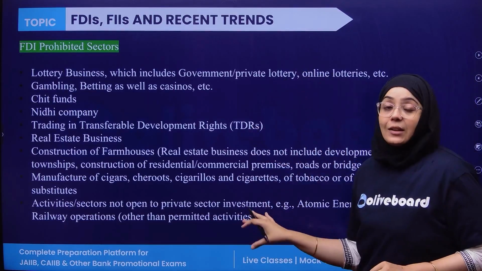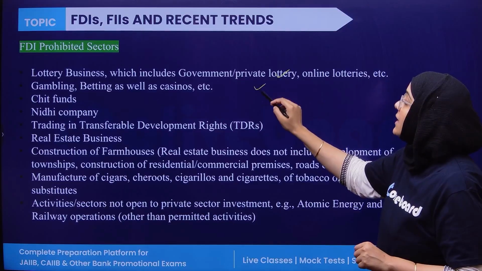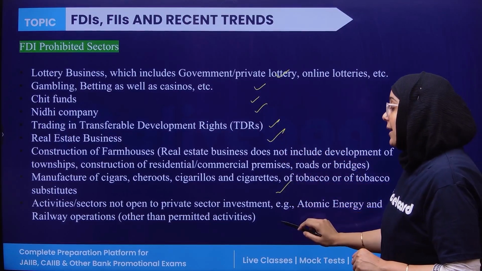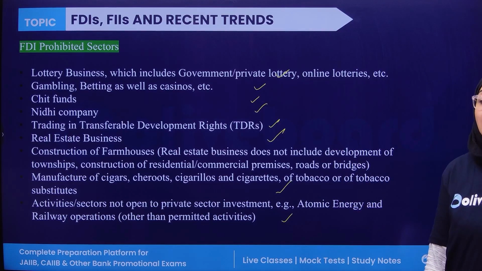Now, these are the different sectors in which FDI is prohibited. Very important, like lottery business, gambling, chit funds, Nidhi companies, TDRs, real estate activities, and so on. So these are the foreign direct investments which are prohibited in India.